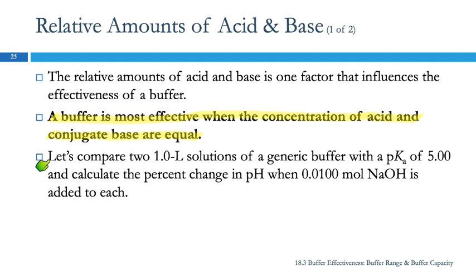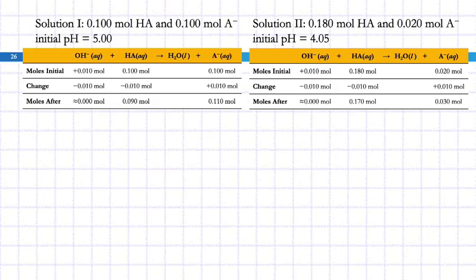So what we're going to do is look at two 1 liter solutions of a generic buffer. This buffer has a pKa of 5, and we're going to calculate the percent change in pH when 0.01 moles of sodium hydroxide is added to each. So this is all kind of set up for us. Our first buffer solution has equal amounts of base and acid. In our second solution, we have a lot of acid and only a little bit of base. And so we're going to see how the pH changes when we add hydroxide.